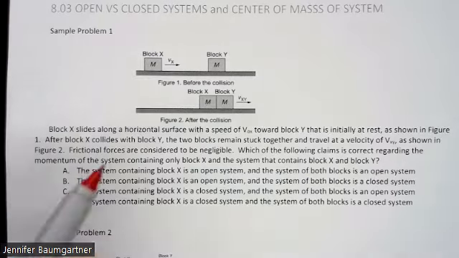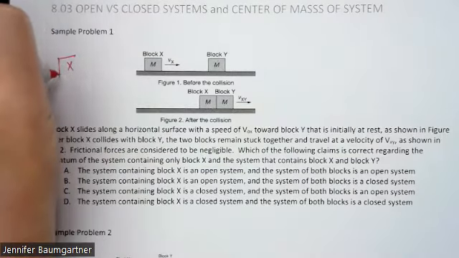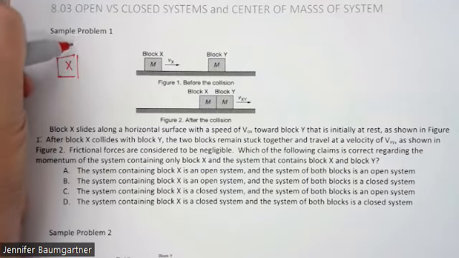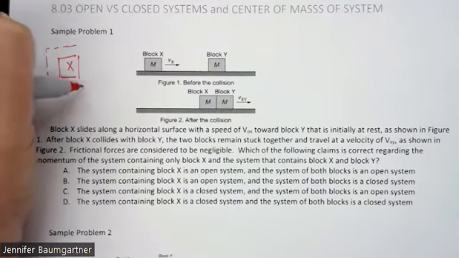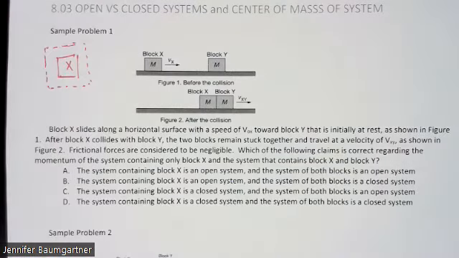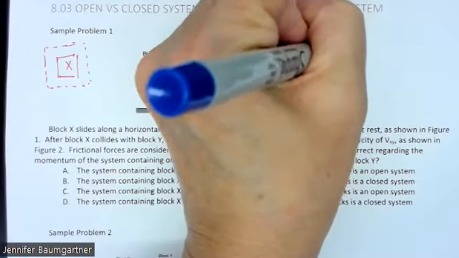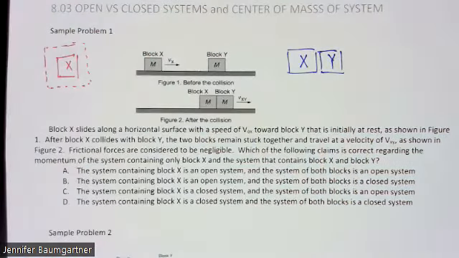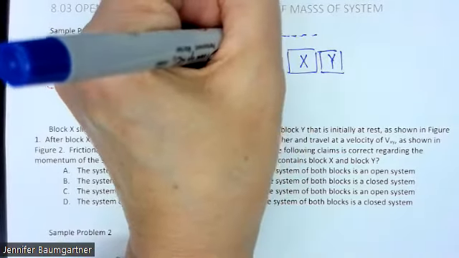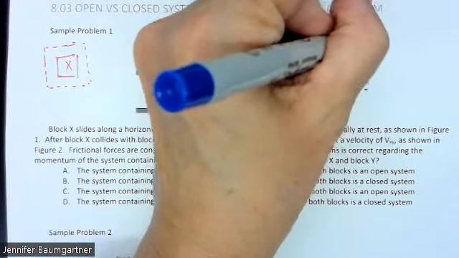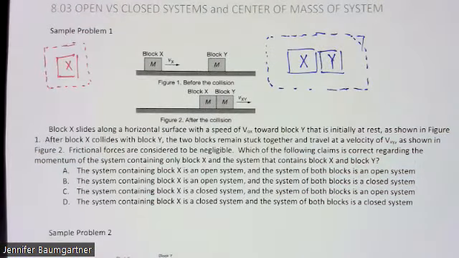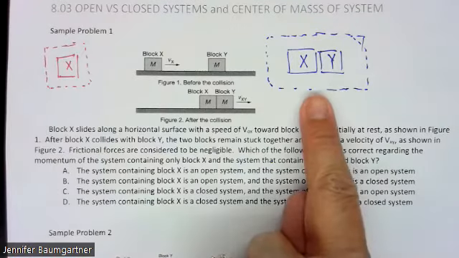Now, one of the things we have to understand is when we talk about just block X, we're talking about at the time of collision. So let's redraw our blocks here. So here's block X. And this is at the moment that it collides. And so what I'm going to do is a dash line around it. And then I'm going to do a block X and Y over here. So if we're doing X and Y, I'm going to do a dash line around this.